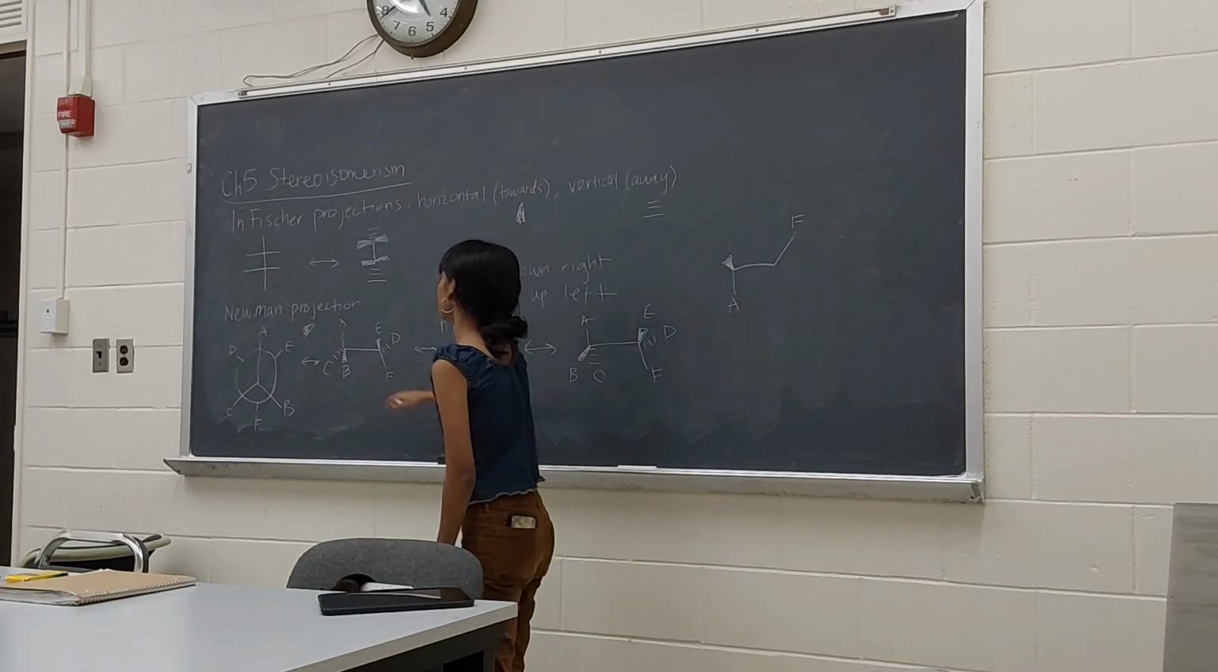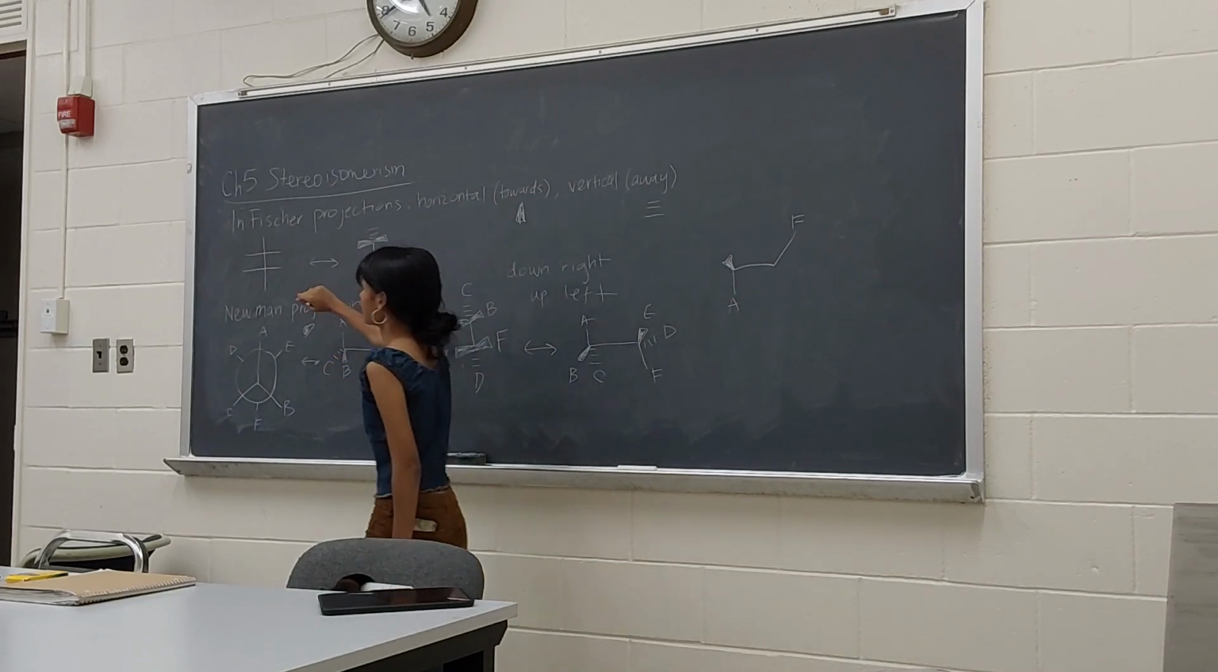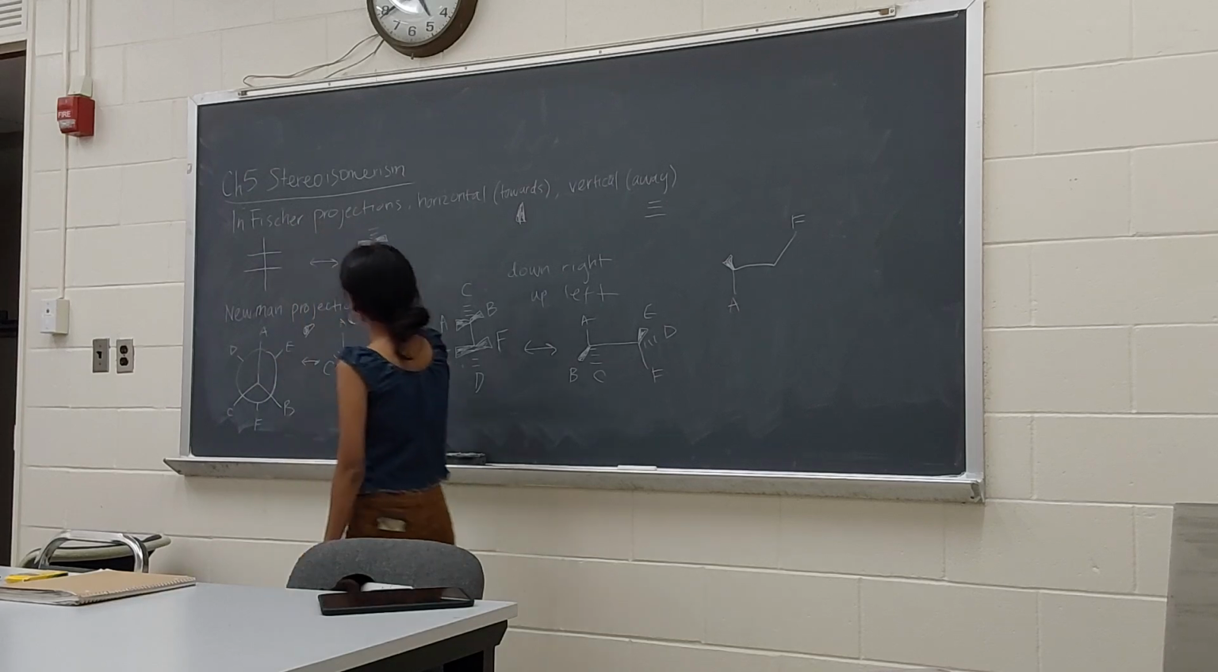Oh, you mean the ones on the dash are always going to be top and bottom. So for Fischer, the vertical lines? Sorry, yeah, got it. Like that, yeah.